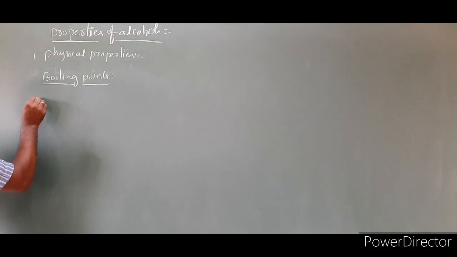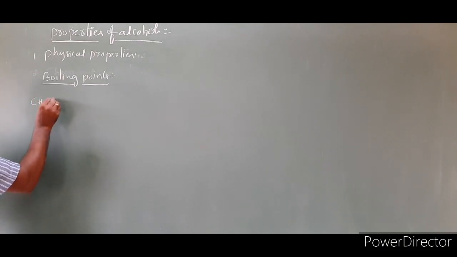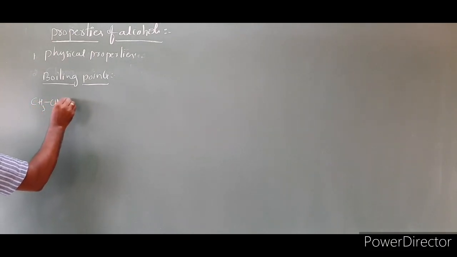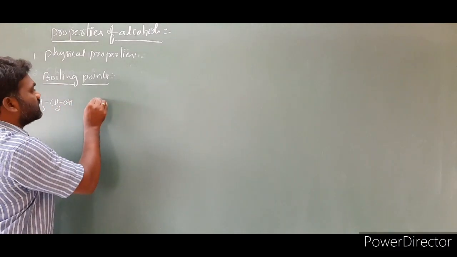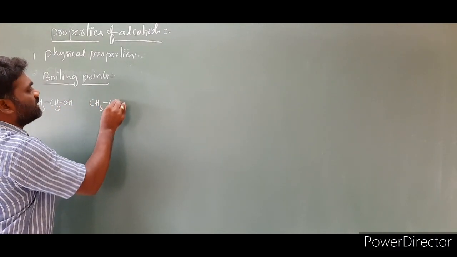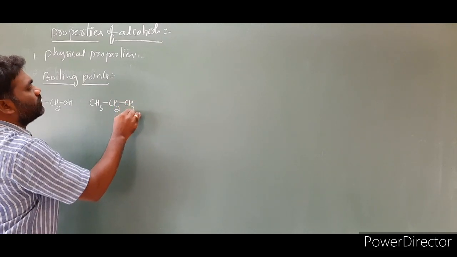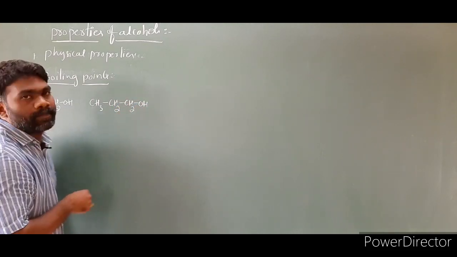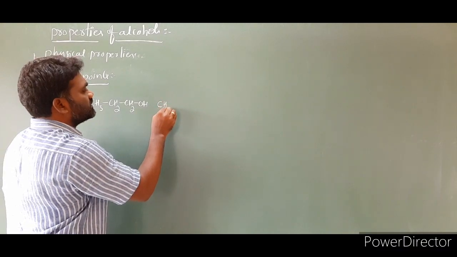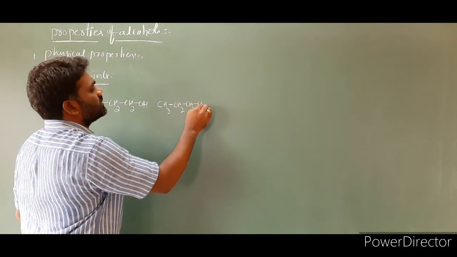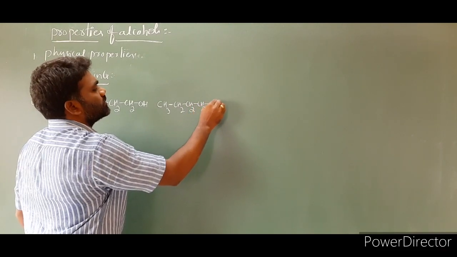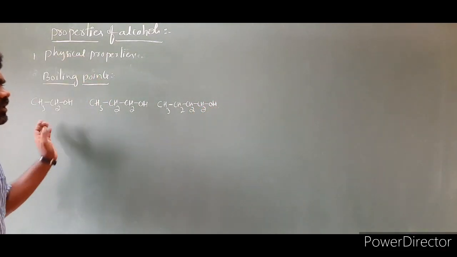For understanding purpose I am taking CH3CH2OH. So, molecule is CH3CH2OH. The second one is CH3CH2CH2OH. This is the second molecule. And the third one I am taking CH3CH2CH2CH2OH. I took three molecules, 1, 2, 3.